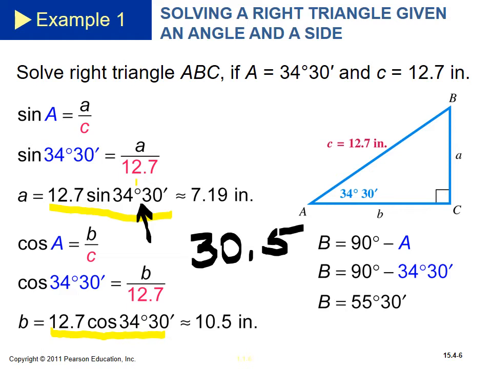Okay. And then angle B, of course, we would just subtract 90 minus angle A, and 90 minus 34 degrees 30 minutes is 55 degrees 30 minutes.